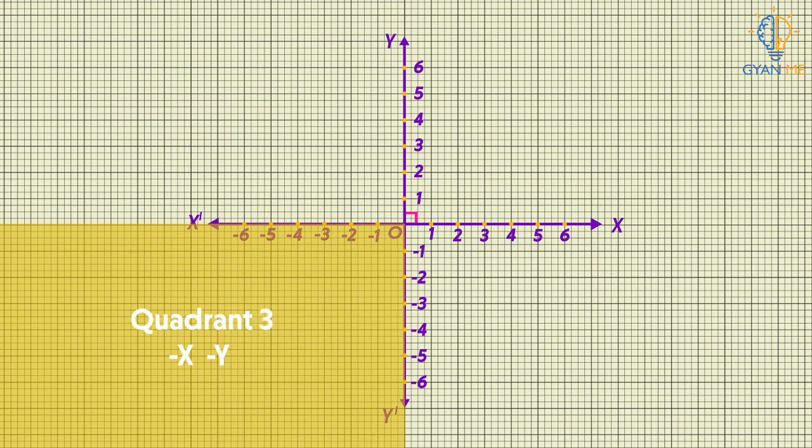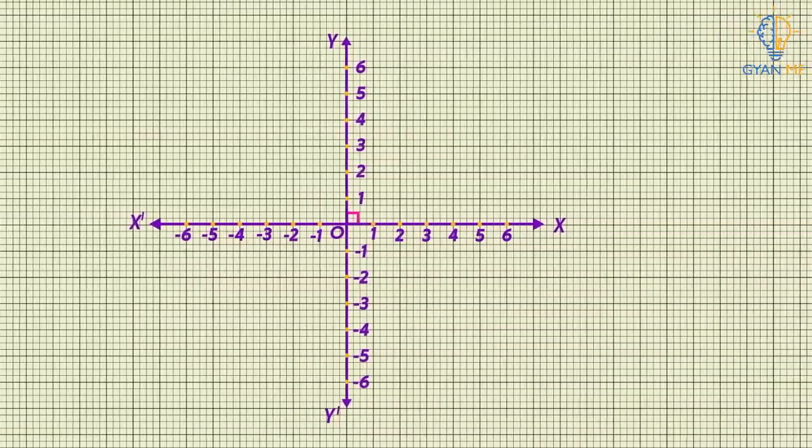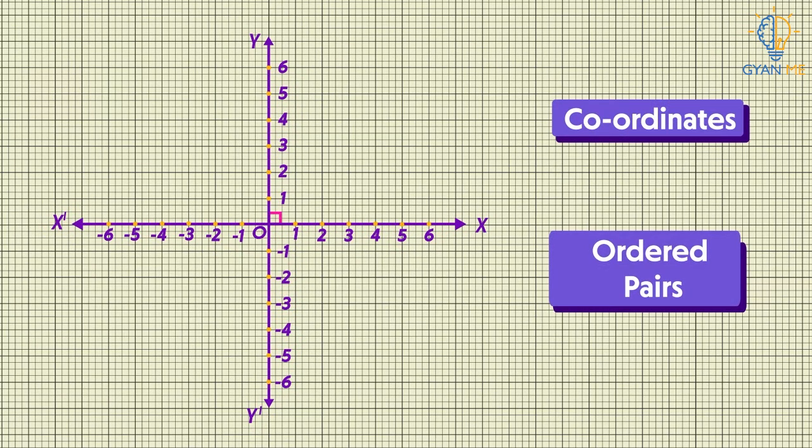Quadrant 3 is the lower left region on the plane. It has negative numbers on both the x and y axis, while quadrant 4 is the lower right region on the plane. It has positive numbers on the x-axis and negative numbers on the y-axis. The next is, students, coordinates or ordered pairs.